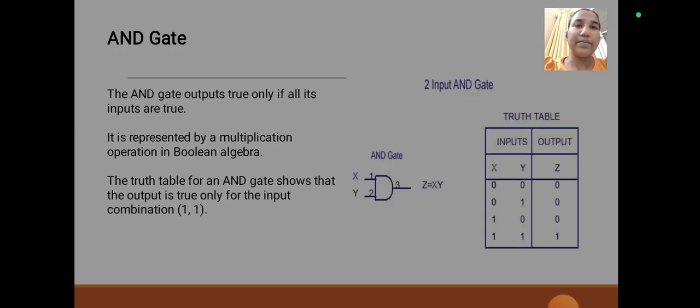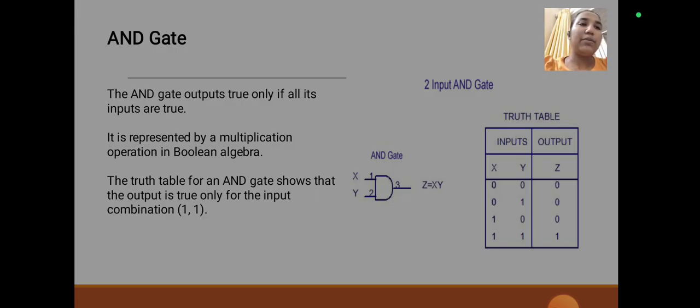AND gate. The AND gate outputs true only if all its inputs are true. If either input is false, it returns false. It is represented by a multiplication operation in Boolean algebra. The truth table for an AND gate shows that the output is true only for the input combination of 1, 1.